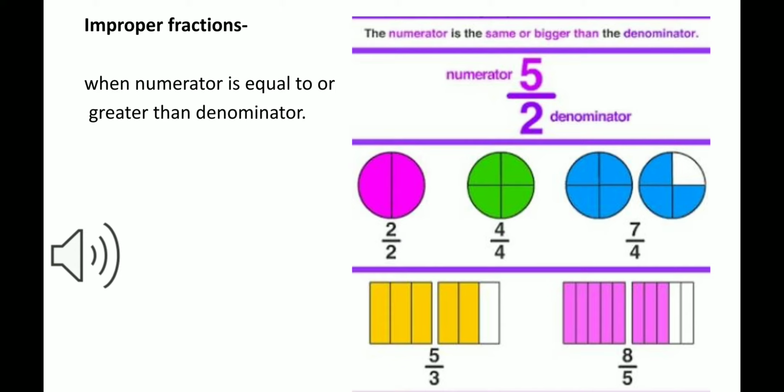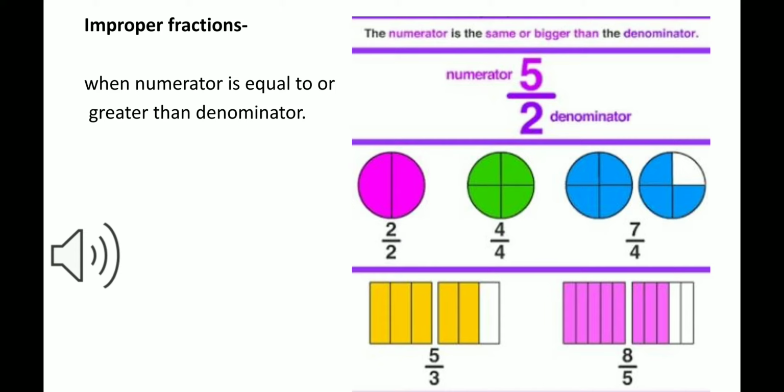For example, you can see 5 by 2. 5 is the numerator and the numerator is more than the denominator, so this is an improper fraction. 2 by 2, improper fraction. 4 by 4, improper fraction. 7 by 4, improper fraction. 5 by 3, improper. And 8 by 5 are also improper fractions.